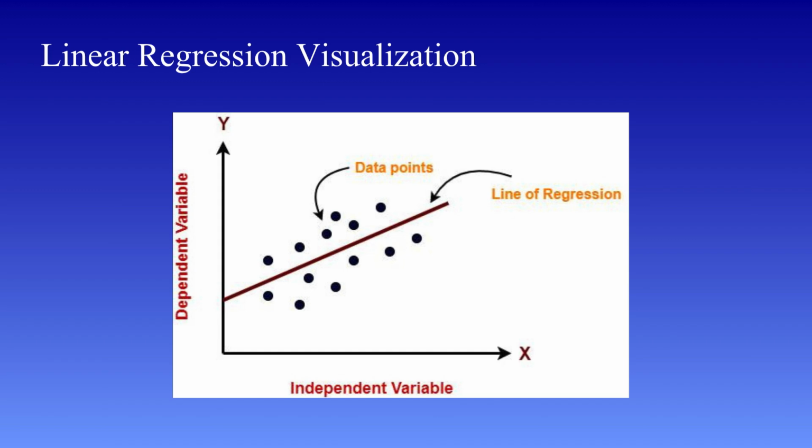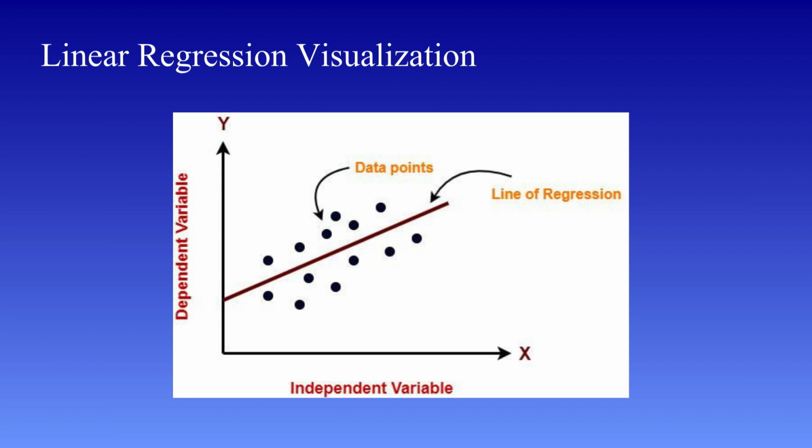This visualization helps us understand two important things. First, the direction of the relationship, whether it is positive or negative. If the line slopes upward, it indicates a positive relationship, meaning as the input increases, the output also increases. If the line slopes downward, it indicates a negative relationship.